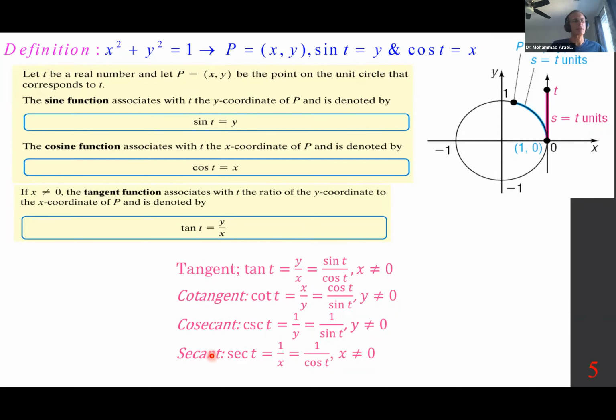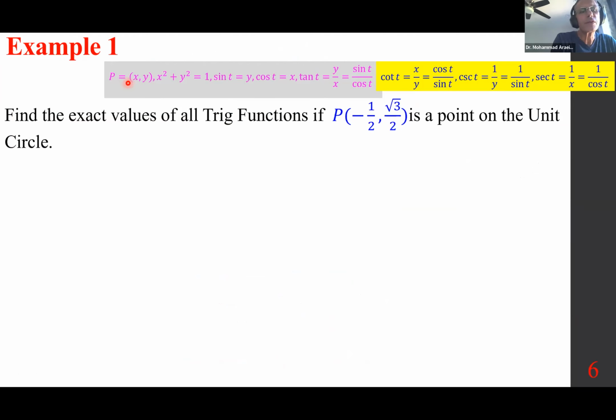To make some sense out of this, let's look at a very simple example. We're going to refresh everyone's memory. A point has coordinates x, y, where x squared plus y squared equals 1. Sine represents the y, cosine represents the x. Again, as long as we have these two, we have the rest of them, because tangent is the ratio of sine to cosine, so y over x, and the rest of them are the reciprocals. So we want to find the exact values of all trig functions if P has the following coordinates: -1/2, square root of 3 over 2, which is a point on a unit circle.